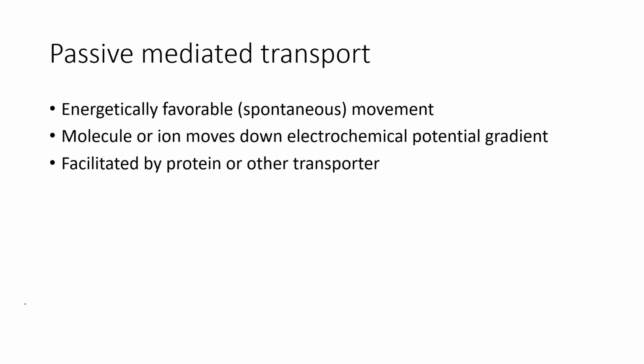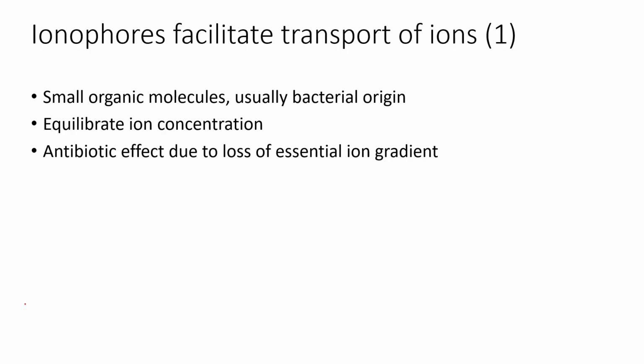Just as a reminder, as we learned in that first lecture, passive-mediated transport is helping out with movement that is already energetically favorable or spontaneous, meaning that a molecule or an ion is moving down that electrochemical potential gradient. The speed of this movement is just facilitated by a protein or whatever the transporter is. A lot of the transporters are proteins, but again, not all of them. This movement would happen on its own, but it would be slow, which is why we have our transporters helping us out. So the first type of passive-mediated transport we'll consider are ionophores.